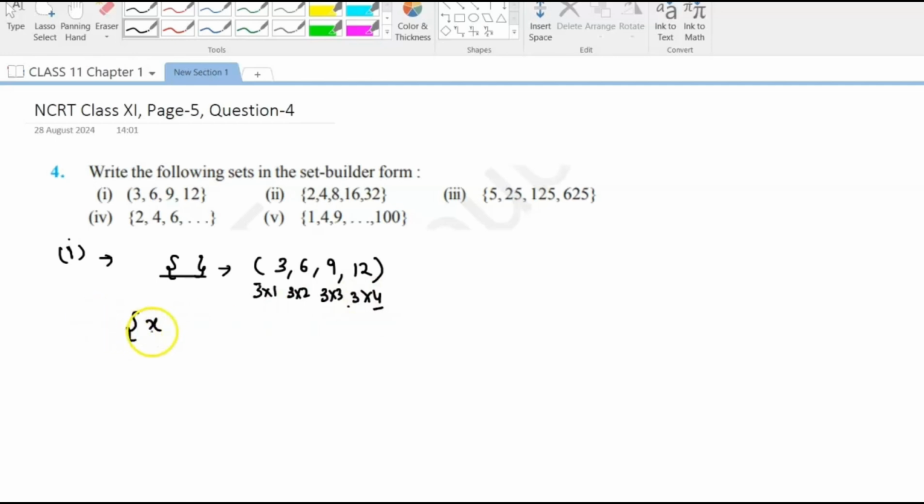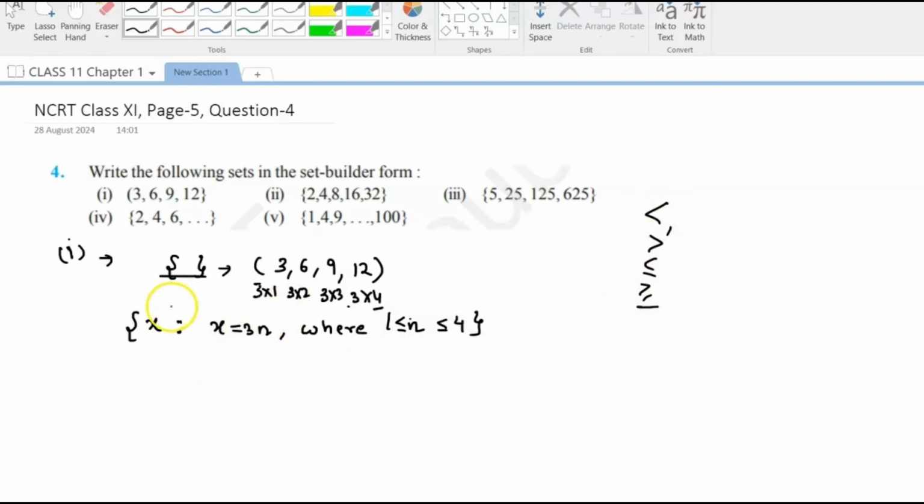This is a set in which x such that x is equal to 3n, where n goes from 1 to 4. Okay? And if you have any confusion in the sign of this thing, less than, greater than, less than or equal to, greater than or equal to, I have a video on the channel about the number line, and that could clarify any doubt if you have.